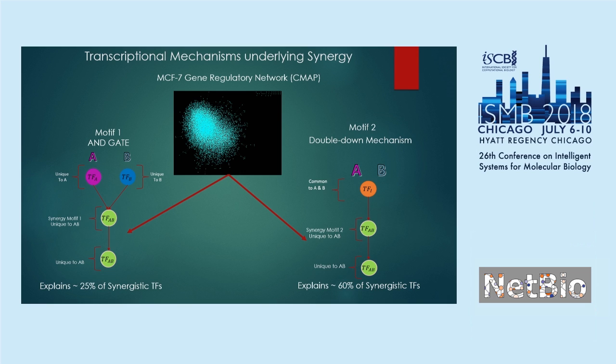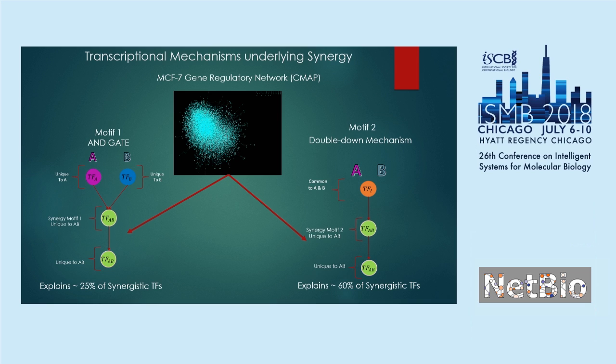One is the AND gate. Basically, you have two transcription factors that are active only in the monotherapies. Only when they are together do they give rise to a synergistic interaction in the combination therapy, which in turn also activates another transcription factor that is unique to the combination. The second mechanism is the double down mechanism, where the transcription factor is active in both monotherapies. Only when you give enough dose of them do you get a new synergistic activation in the combo therapy, which is going to activate new transcription factors.